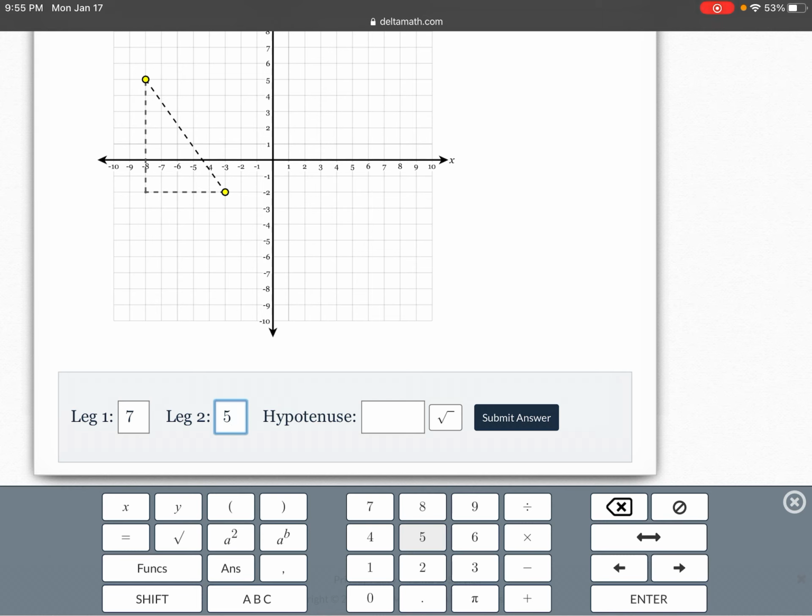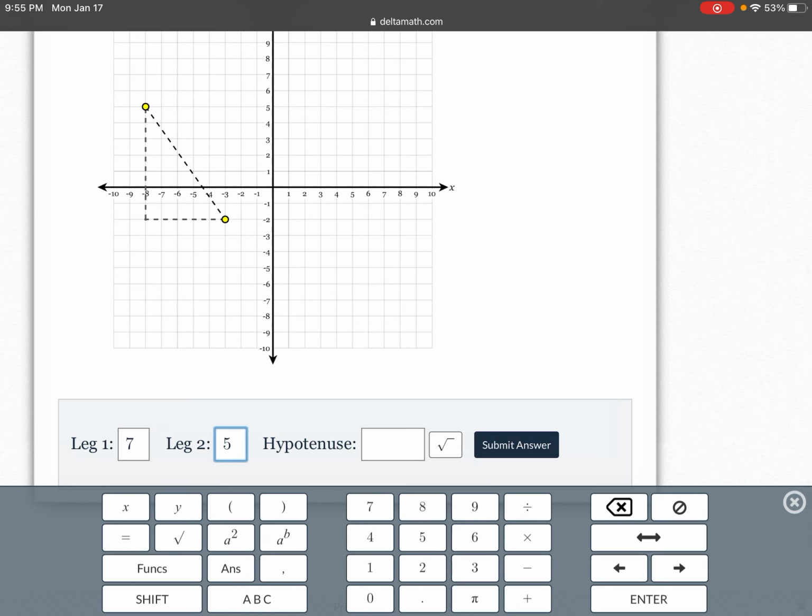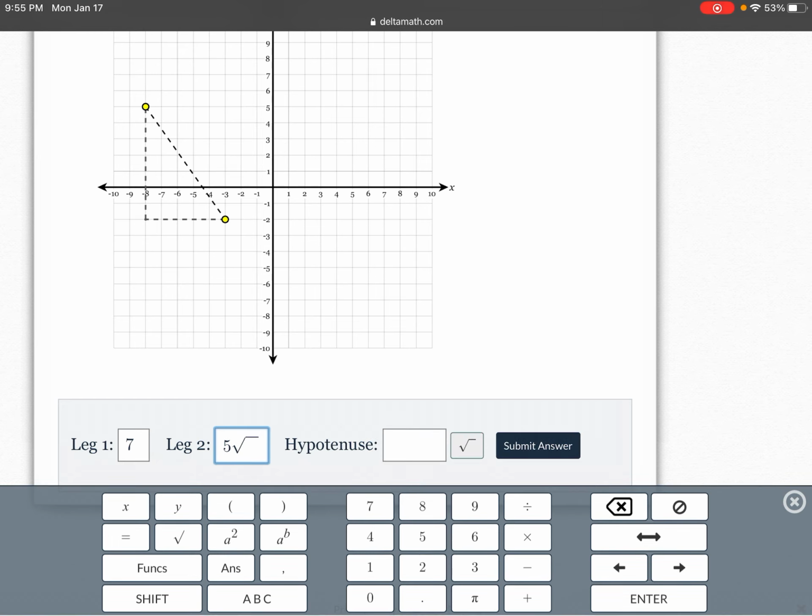So if I do Pythagorean theorem, a squared plus b squared equals c squared. I'm sorry that you can't see my work. I don't know if I can write on it. No. So 7 squared is 49, and 5 squared is 25. So 49 plus 25 is 74. So the hypotenuse is going to be the square root, because we have to take the square root of 74. I'm going to submit my answer.